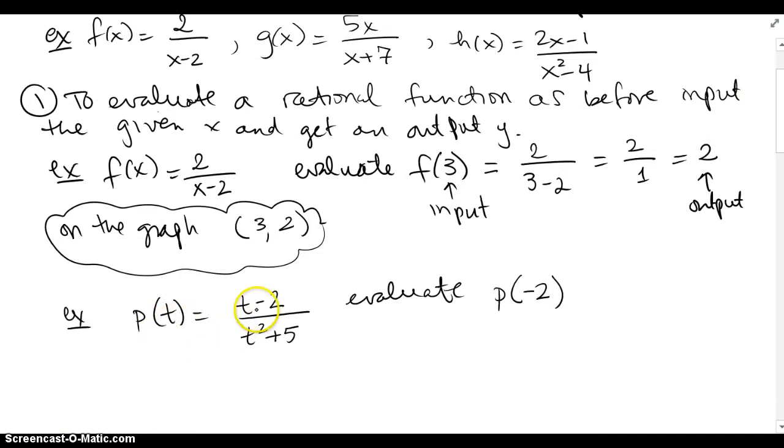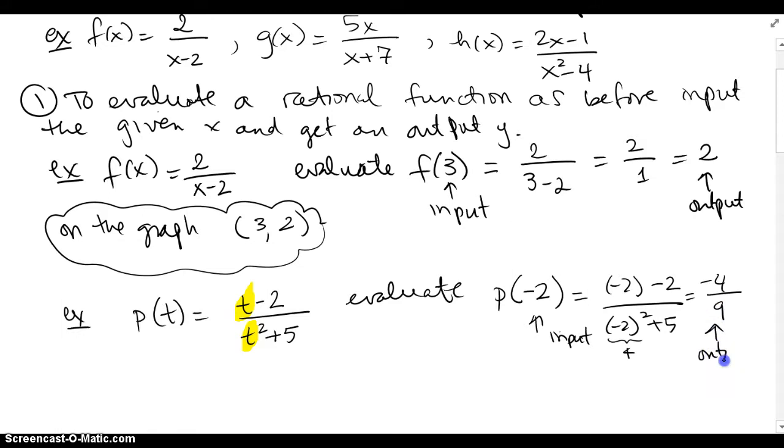For example, p of t is t minus 2 over t squared plus 5, and we're supposed to evaluate p of negative 2. So again, that's the input. We're going to put negative 2 in all the locations where we see the t. So right here and right here, we're going to replace it with negative 2. So I have negative 2 minus 2 all over negative 2 quantity squared plus 5, which is going to give me a negative 4 upstairs, and that's going to be a positive 4. 4 plus 5 is 9 downstairs, so there's my output. p of negative 2 is equal to negative 4 over 9.